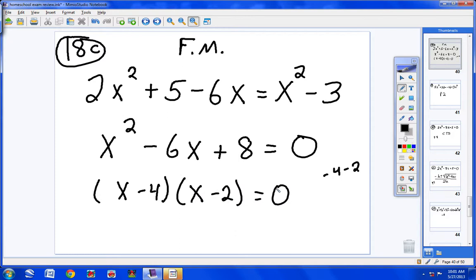And now we're not just factoring, we're solving by using the factoring method. So now you take each group and set each group equal to 0. So x minus 4 equals 0. x minus 2 equals 0. And then, of course, if you add 4 to both sides, x would equal 4. And you add 2 to both sides, x would equal 2. There we go. That's solving an equation by using the factoring method.